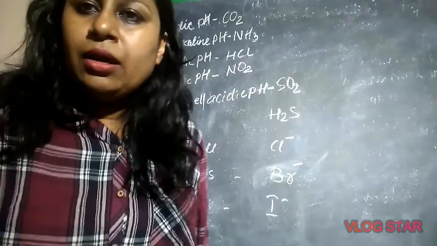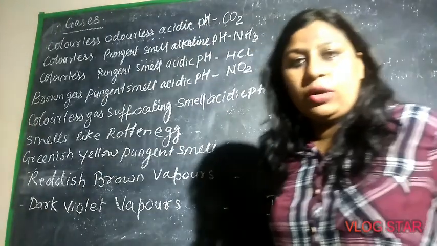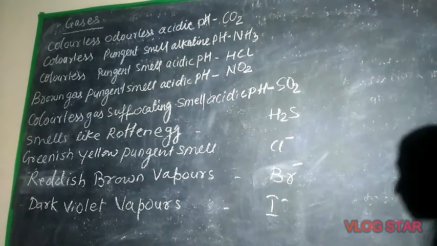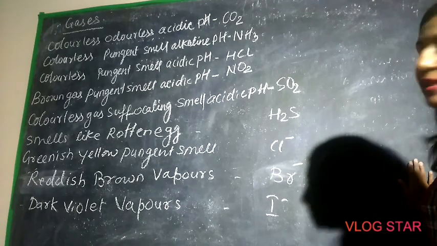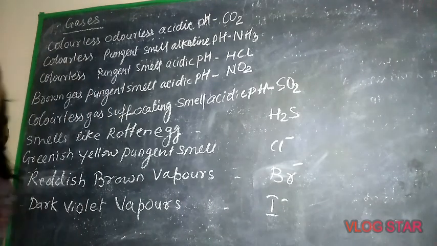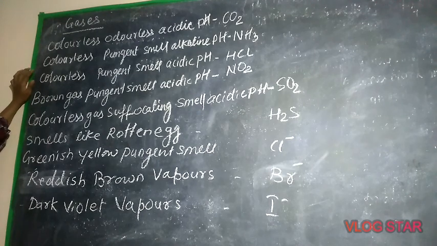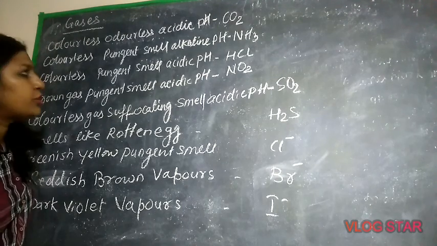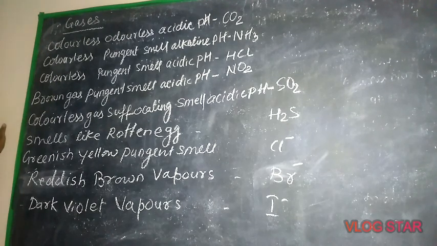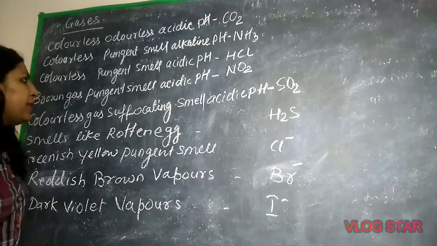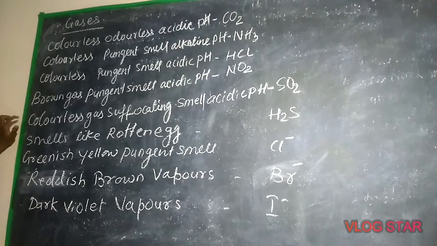Now, if you see the gas which is evolved on heating: a colorless, odorless gas with acidic pH, maybe carbon dioxide. If the gas is colorless with a pungent smell and alkaline pH, maybe ammonia, NH3. A colorless gas with a pungent smell and acidic pH, maybe HCl. A brown gas with a pungent smell and acidic pH, maybe NO2.